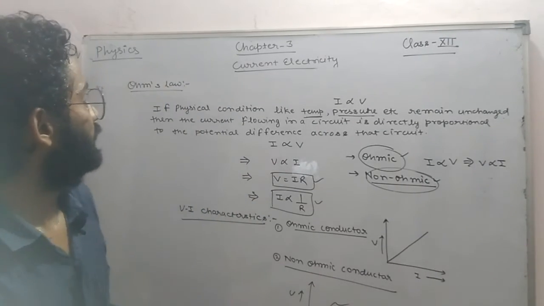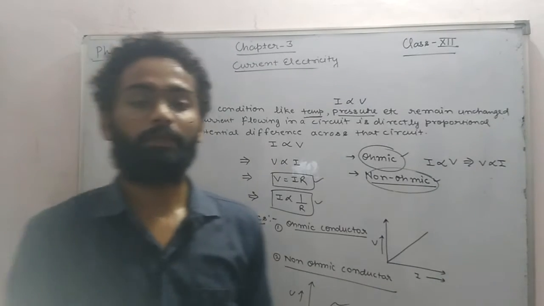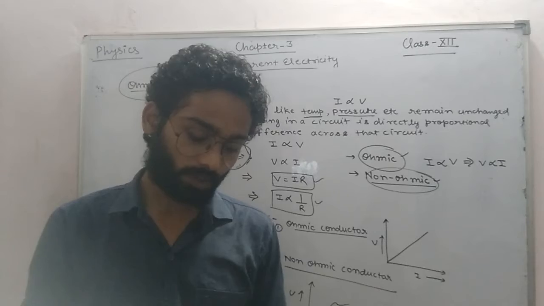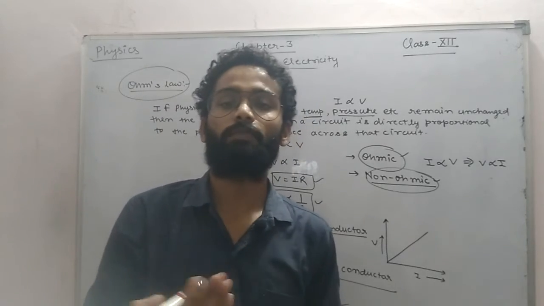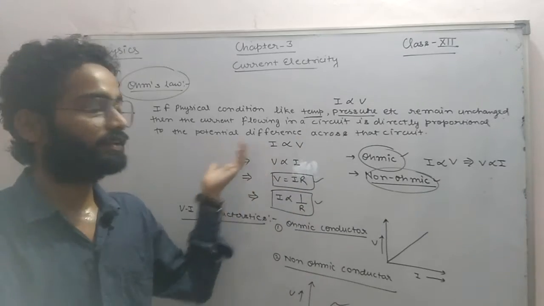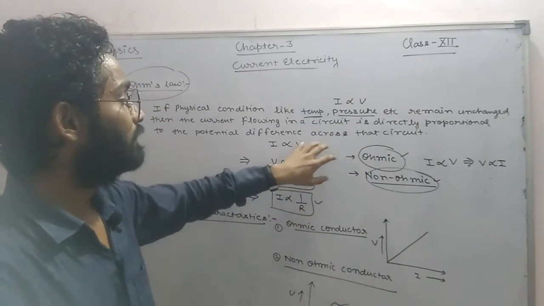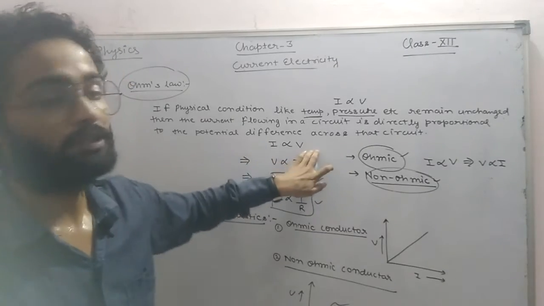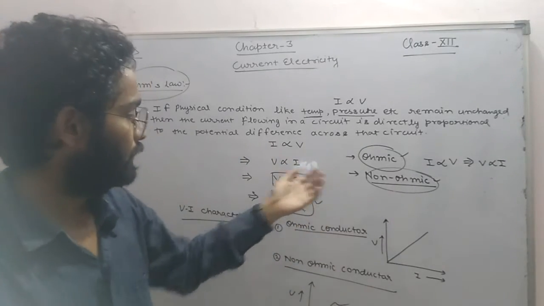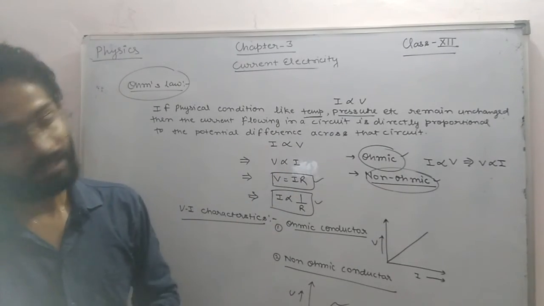So here, what we have discussed is Ohm's law. What is Ohm's law? Repeat it again. If the physical conditions like temperature, pressure, etc. remain unchanged, then the current flowing in a circuit is always directly proportional to the potential difference across that circuit. And why we are not writing I is equal to V/R, I have discussed with you. And this one is about the VI characteristic of ohmic and non-ohmic conductors.